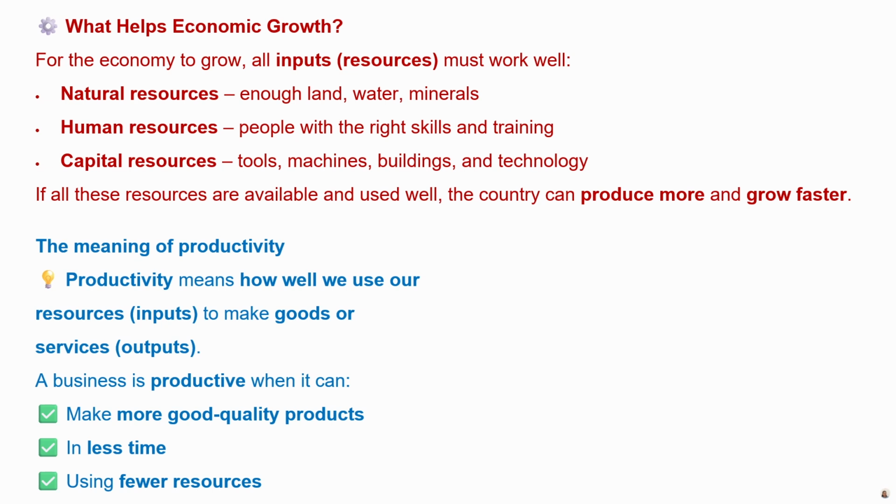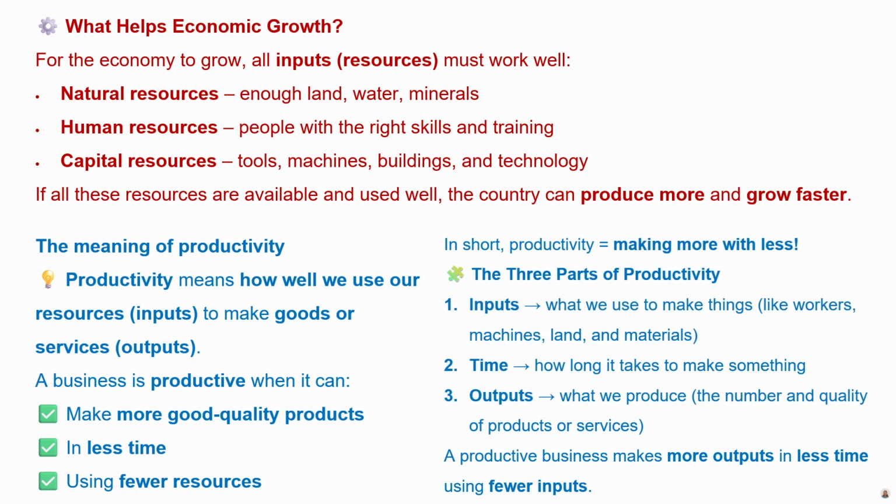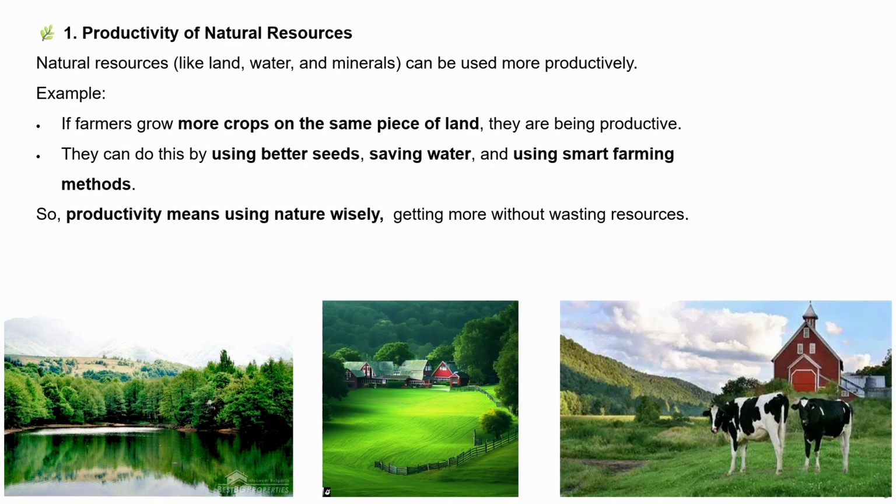So our economy grows using our factors of production, our inputs, our outputs. And the meaning of productivity means how well we use our resources, which are our inputs, to make goods, which are our outputs, or services, which is also an output. So a business is productive when they produce good quality goods in a very short amount of time using few resources. So, in short, productivity means making more in less time, to improve productivity and improve our economy.